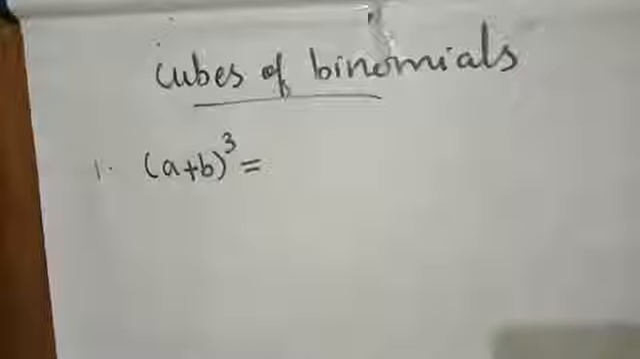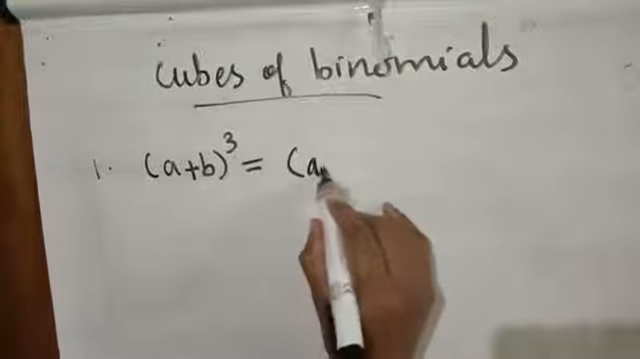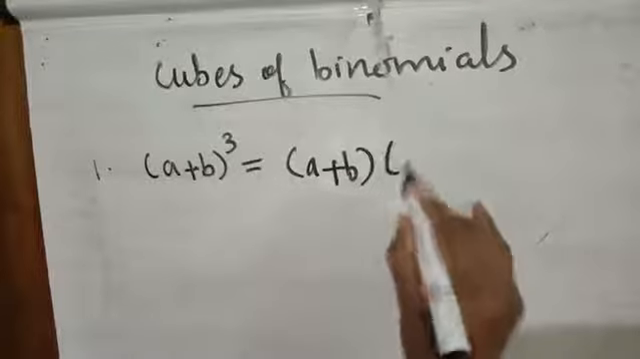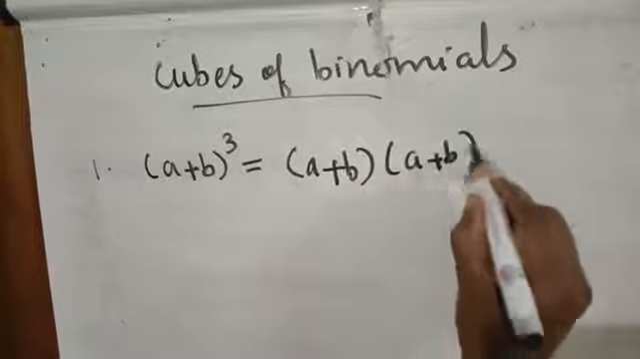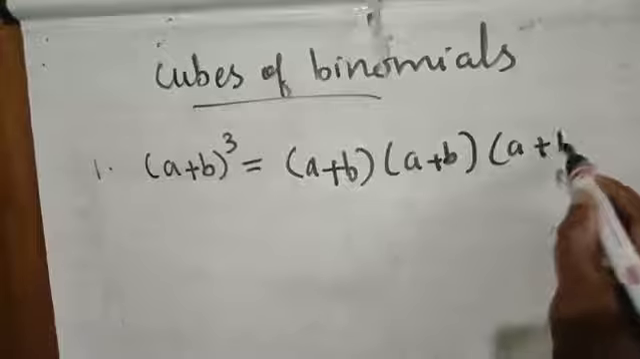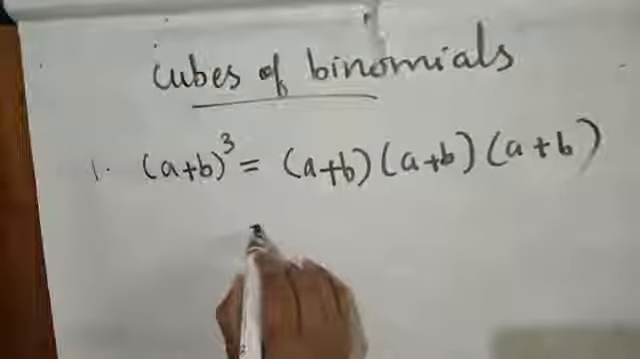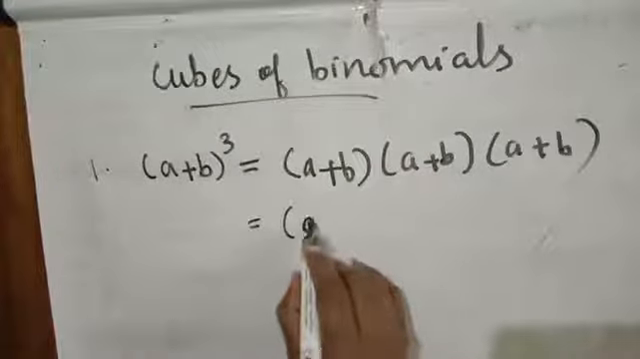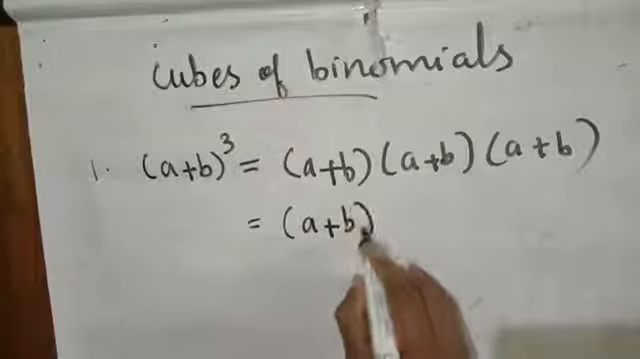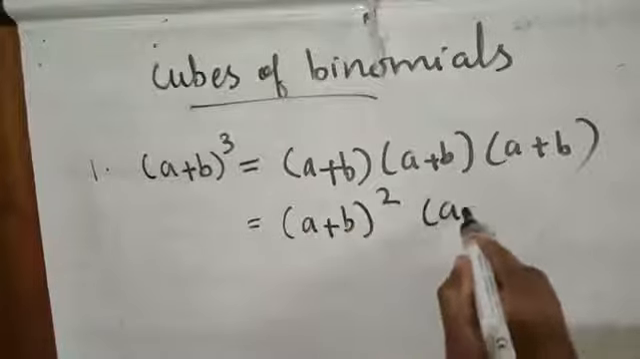A plus b the whole cube. A plus b whole cube means how many times a plus b? A plus b into a plus b into a plus b. Three times you want to multiply a plus b. That means what is a plus b into a plus b? Two times, a plus b the whole square, into a plus b.